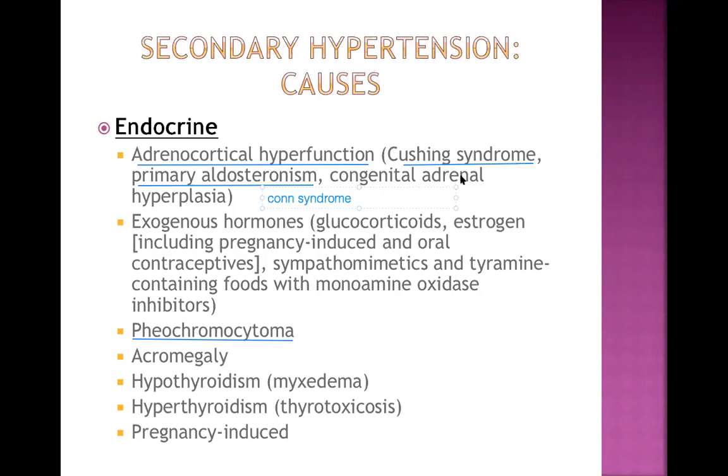Another is congenital adrenal hyperplasia. Now this is another very interesting condition where mineralocorticoid and glucocorticoid are not formed. Rather than that, sex steroid is formed in increased amount. Those sex steroids are known as androgen, and whenever androgen is high, it can also cause an increase in blood pressure.